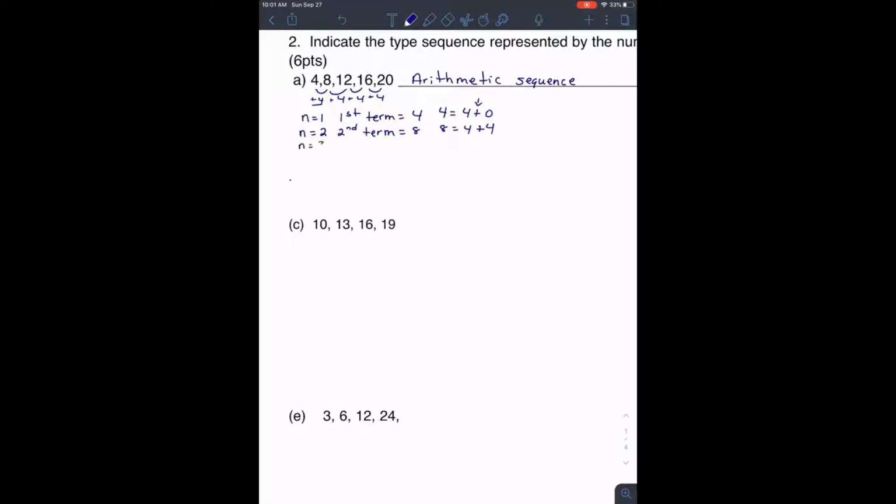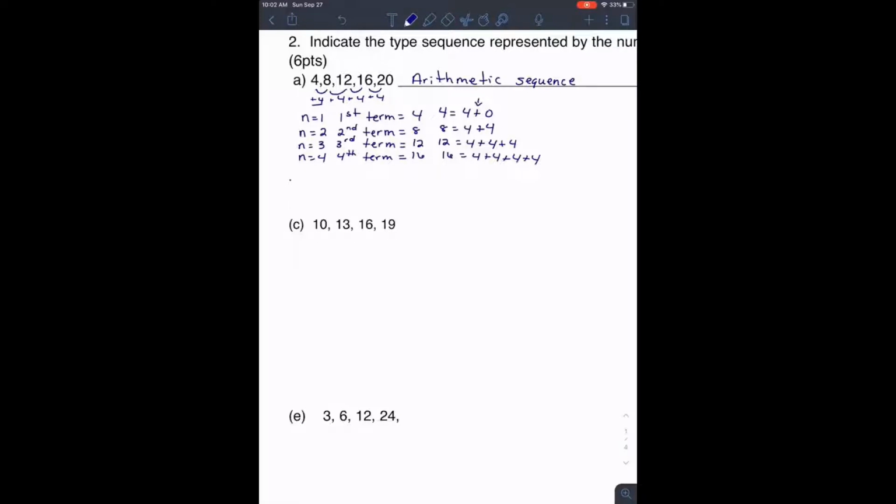So when n is 3, our third term is going to be equal to 12. 12 is equal to 4 plus 4, our difference, and 4, our difference. Then n equals 4, our fourth term, can be equal to 16. 16 equals 4 plus 4 plus 4 plus 4. Okay, so now we can see what our pattern is. We're adding 4 to each of the next terms.